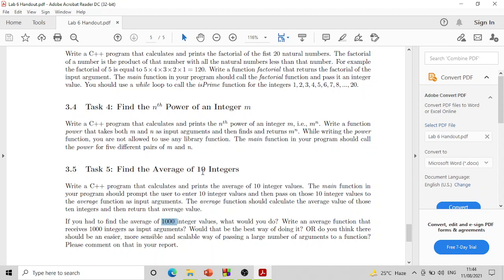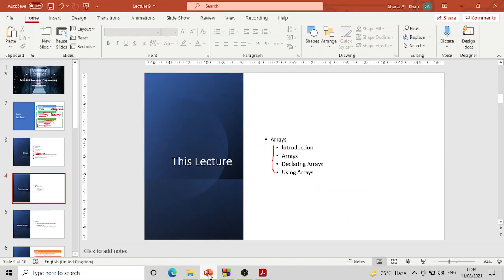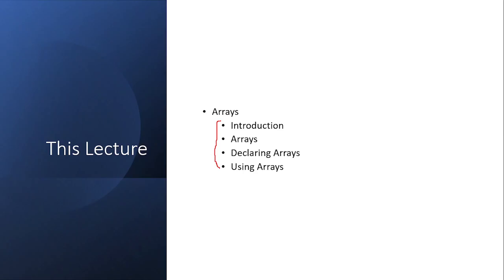And the other way is that I use something that we call arrays. Okay, so that is basically the motivation of arrays. If you have multiple values of the same type, then you need arrays to store those values and process those values. So how do we do that?